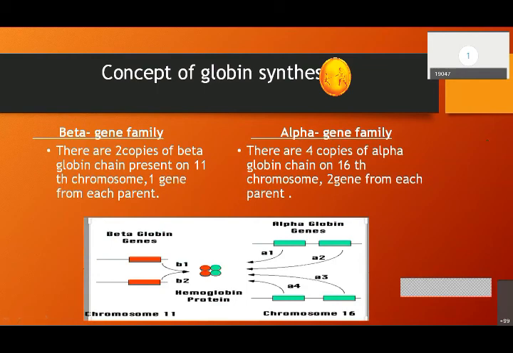So here is the concept of globin synthesis. Here we see that the globin genes are divided into two families, the alpha gene family and the beta gene family. In the alpha family, from the homologous chromosome 16, 4 alpha genes contribute to the alpha part of the hemoglobin, while from the homologous chromosome 11, 2 beta genes contribute to the beta part of the hemoglobin. So alpha genes are present on homologous chromosome 16 and beta genes are present on homologous chromosome 11.